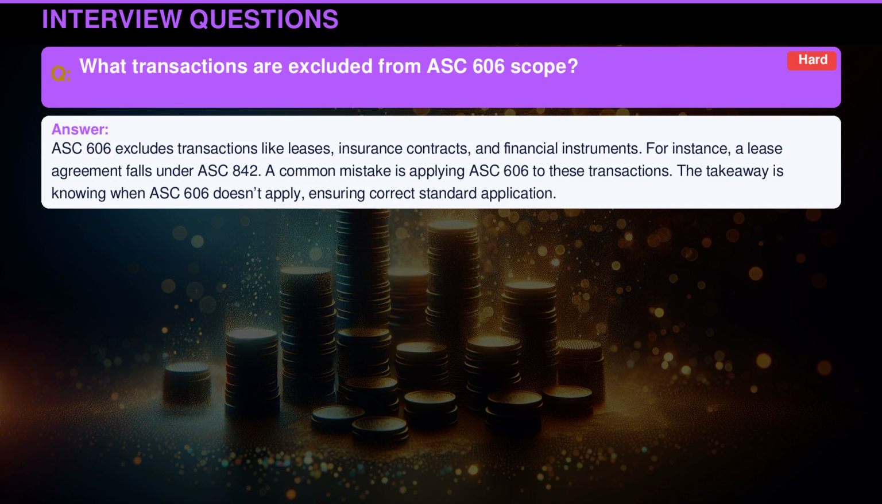ASC 606 excludes transactions like leases, insurance contracts, and financial instruments. For instance, a lease agreement falls under ASC 842. A common mistake is applying ASC 606 to these transactions. The takeaway is knowing when ASC 606 doesn't apply, ensuring correct standard application.